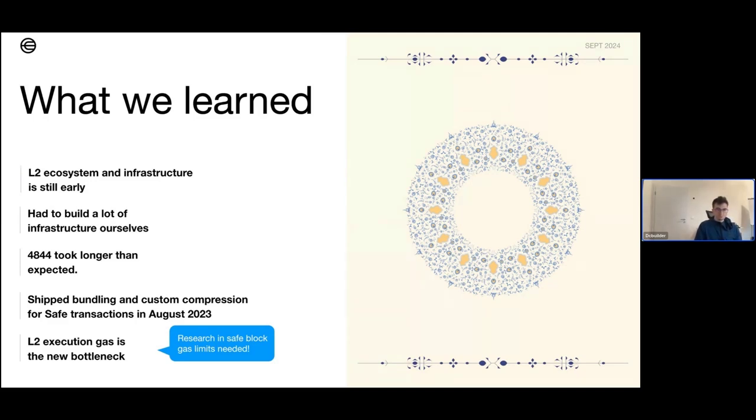Another thing that we did is a lot of custom compression, so that you minimize the amount of data you put on chain, but still have the same functionality. And the main thing that we realized is L2 execution gas. For those who don't know, the EVM, or the Ethereum virtual machine, is this layer on Ethereum that holds a database and allows you to programmatically change this database.